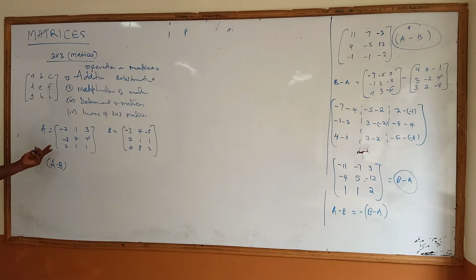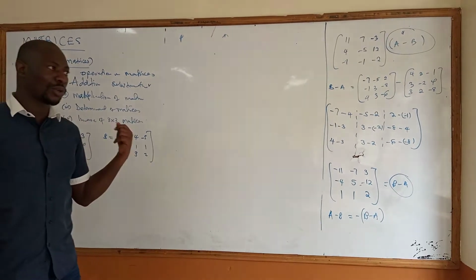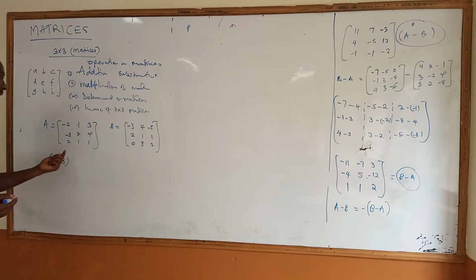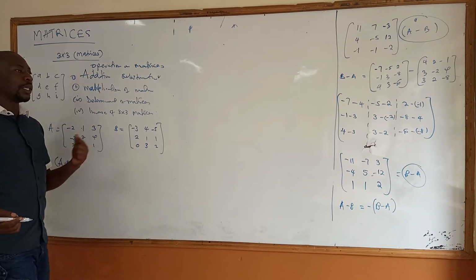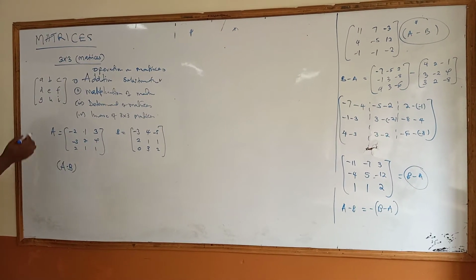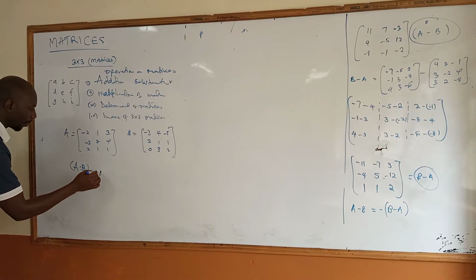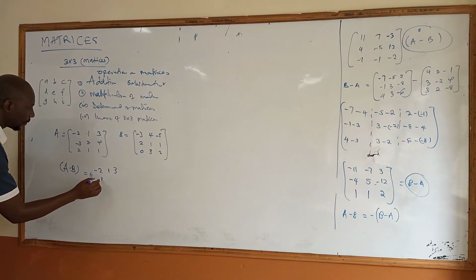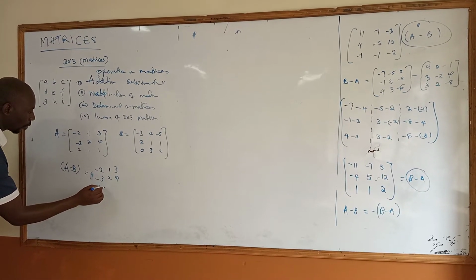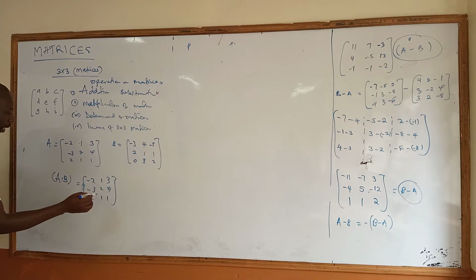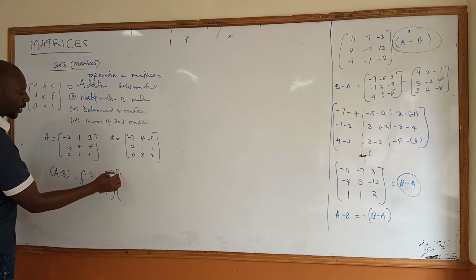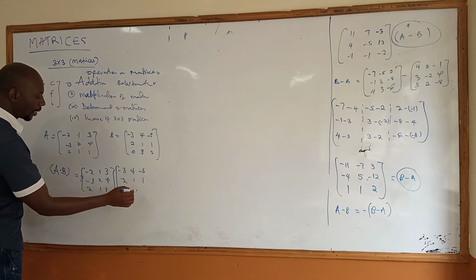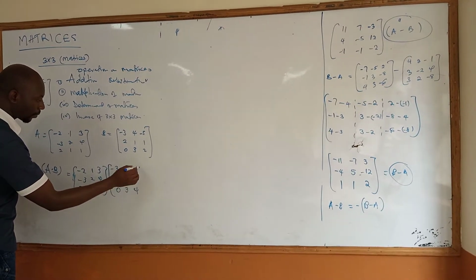or A cross B. Matrices are not vectors, so you must not confuse A dot B and A cross B, the ones in vectors. So if you're given A times B, multiply A and B, what you do, you write them in adjacent order. That is, A multiplied by B shall be equal to -2, 1, 3, -3, 2, 4, 2, 1, 1, that is matrix A. You multiply with matrix B, -3, 4, -5, 2, 1, 1, 0, 3, 4.